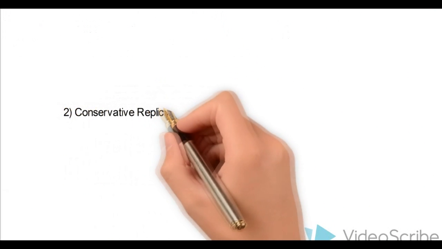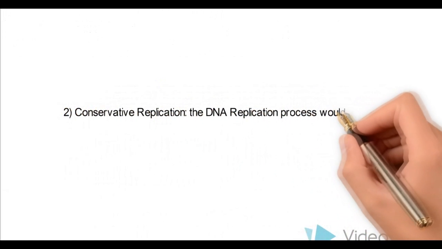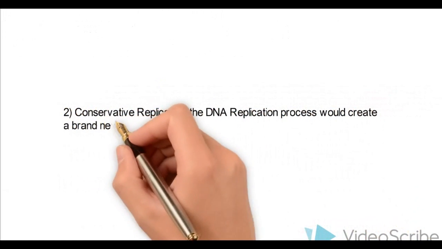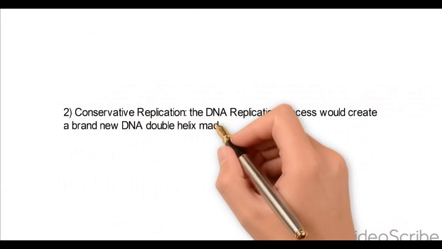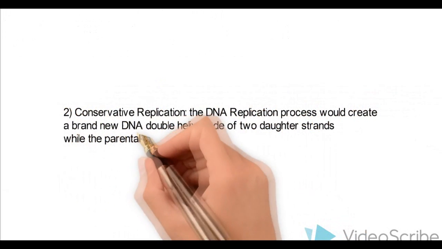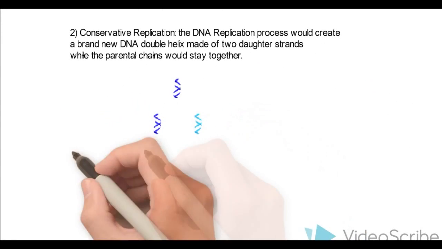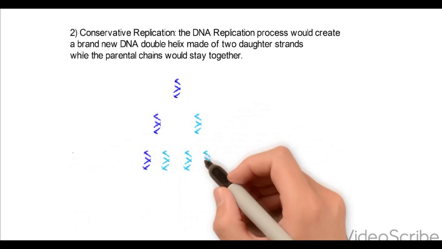Let's talk about conservative replication. In conservative replication, the DNA replication process would create a brand new DNA double helix made of two daughter strands, while the parental strands would stay together. So here you see a diagram of conservative replication.